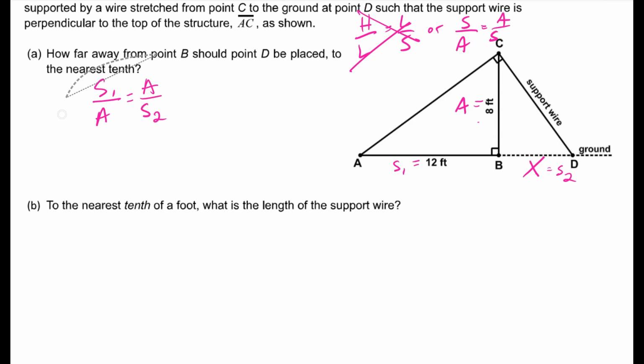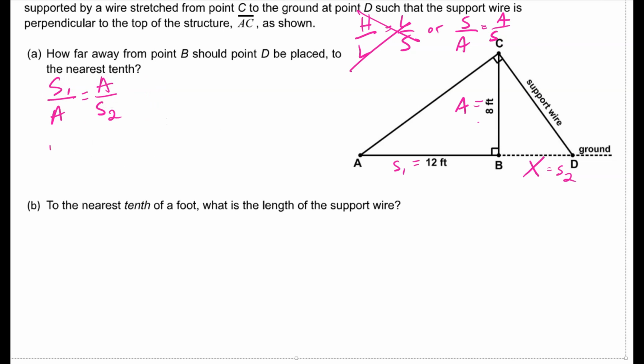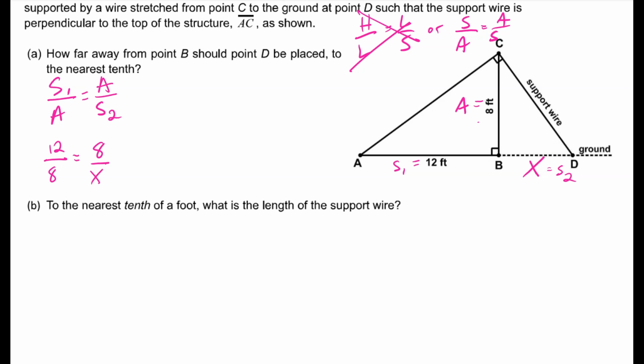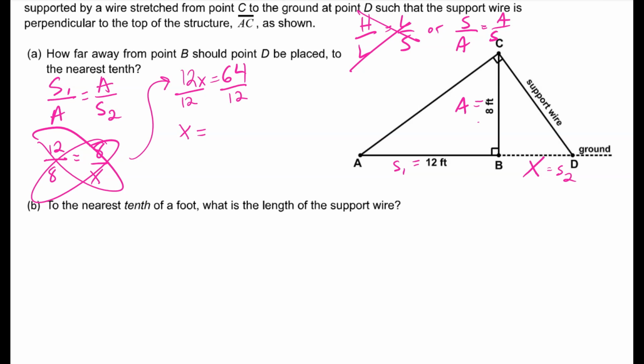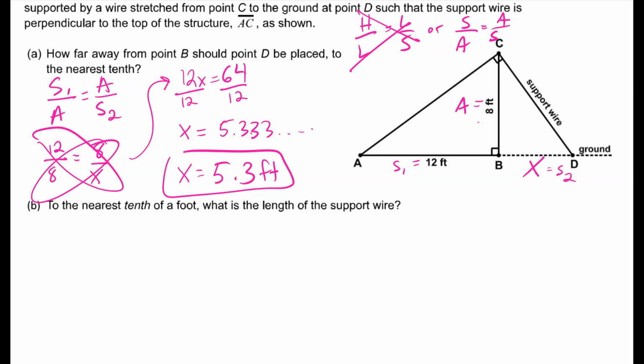But I'm just going to substitute them straight into that proportion. So side 1 is 12 over my altitude is 8 equals my altitude over side 2. Regardless of how you do this, you should always have the same number on that diagonal there. So when I cross multiply, I get 12x equals 64. And when I divide out the 12, I find that x is equal to 5.3333 repeating, but it says round to the nearest 10th, so I'm going to say it's about 5.3 feet. Right, so I'm just going to label that there. That's 5.3 feet as my side 2 over there.